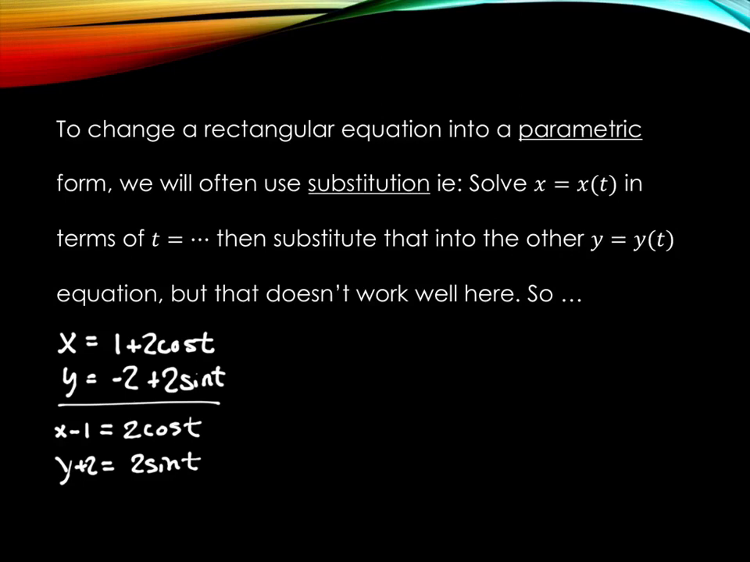Now, let me show you how this works. I want to have a sine squared and a cosine squared here so that they'll eliminate and become a 1. That's the goal. So here's the way that happens. We take our x minus 1 and square it, which means on the other side of the equation we have 2 cosine of t squared, because those are equal to each other. I just square both sides of the equation. I can do the same thing with the y: I have y plus 2 squared, and 2 sine t squared.